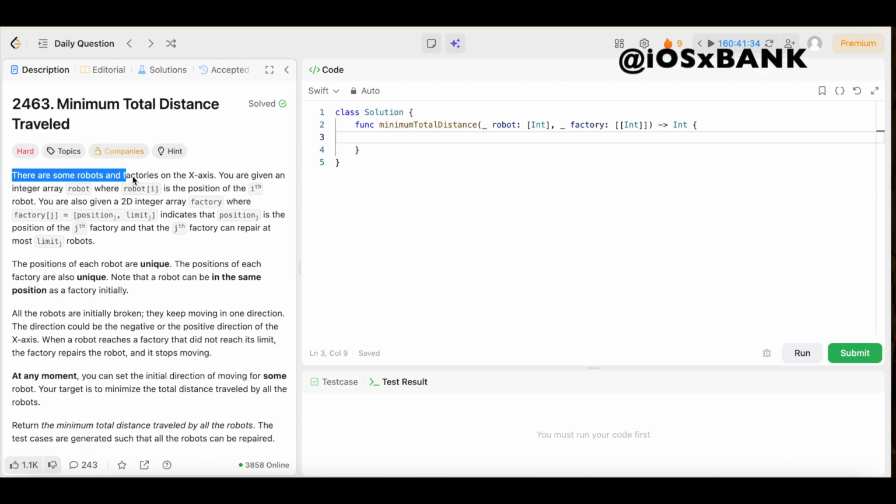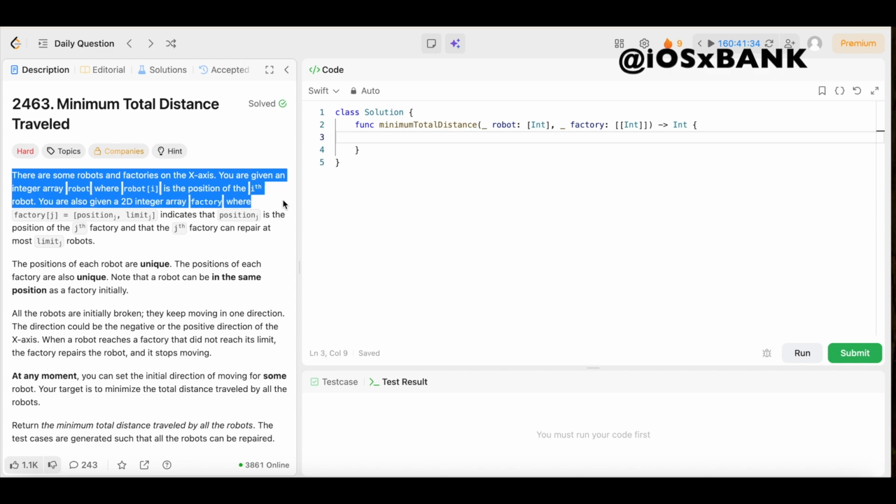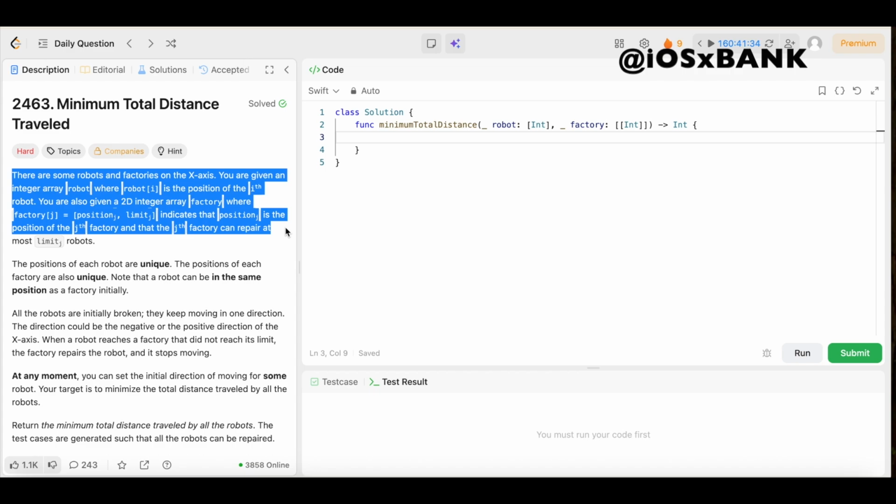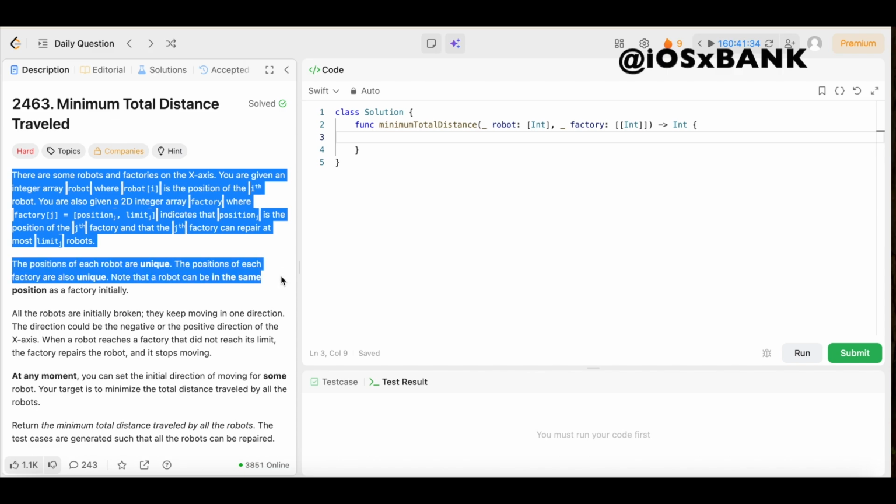Now let's see what the question says. There are some robots and factories on the x-axis. You are given an integer array robot, where robot[i] is the position of the ith robot. You are also given a 2D integer array factory, where factory[j] = [position j, limit j], which indicates that position j is the position of the jth factory and that the jth factory can repair at most limit j robots. The positions of each robot are unique. The positions of each factory are also unique. Note that a robot can be in the same position as a factory initially.